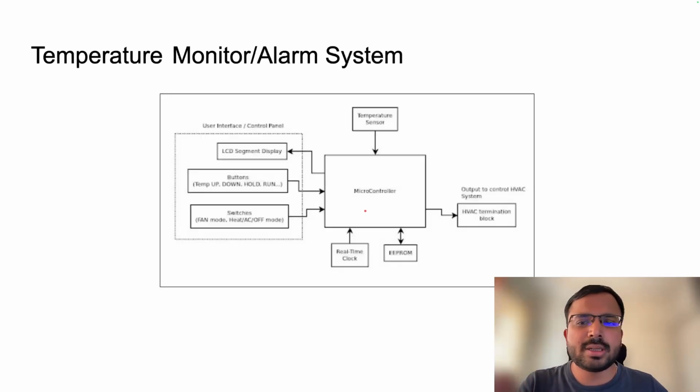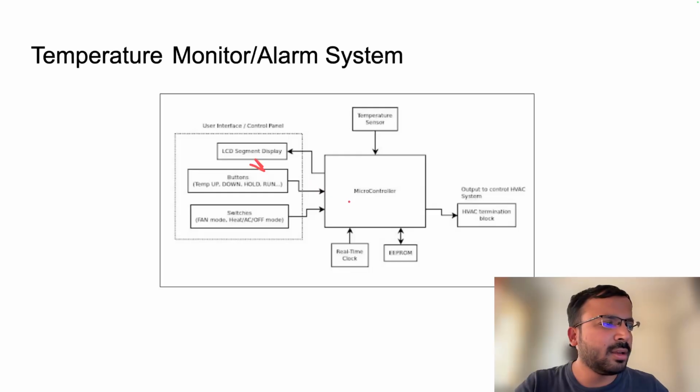So what is this embedded system doing? This embedded system is monitoring the temperature, right? Based on that temperature input, it is trying to control your heating, ventilation, or air conditioning units. And it is also trying to display the information on an LCD. If you see here, this LCD is here, so we will display the information on this LCD.